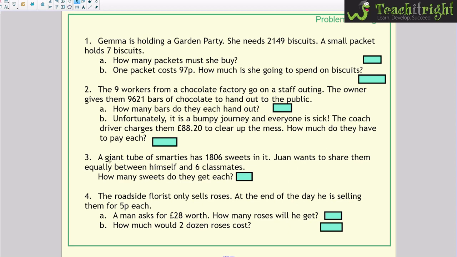Pause the video. There's 4 questions here, some of them with 2 parts and some of them with just 1 part. Pause the video and then we'll quickly whiz through the answers and that will be the end. Okay, everybody, here come the answers. So if you've not quite finished, pause the video, because here they come.